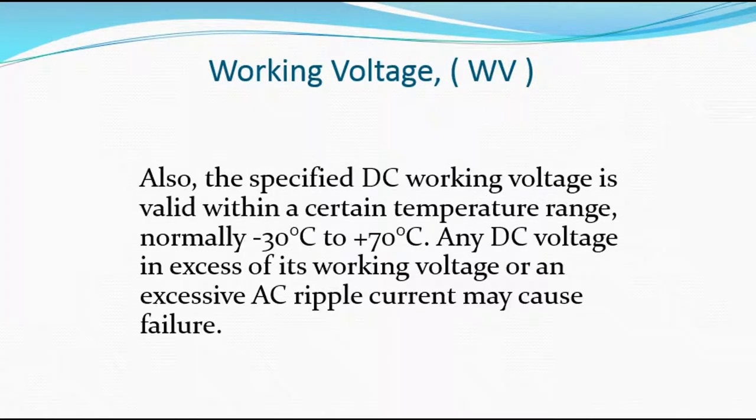Now, let's go to another area. The specific DC working voltage is valid within a certain temperature range, normally from negative 30 degrees Celsius to plus 70 degrees Celsius, which I told you I will discuss for the unit of a capacitor. This is the capacitor that you will use on that circuit.